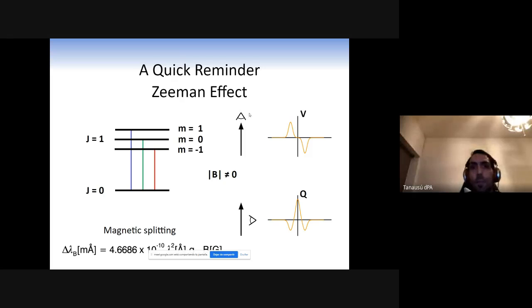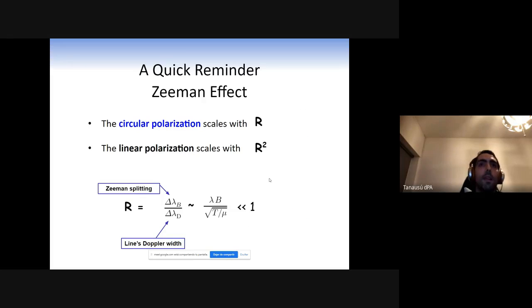In this situation, if we were to observe in a line of sight that is parallel to the magnetic field, we would observe circular polarization that typically has these antisymmetric features. And if we were to observe in a line of sight perpendicular to the magnetic field, we will see linear polarization that typically has this three-lobe structure. Of course, in any other line of sight, we will see a combination of the two of them.